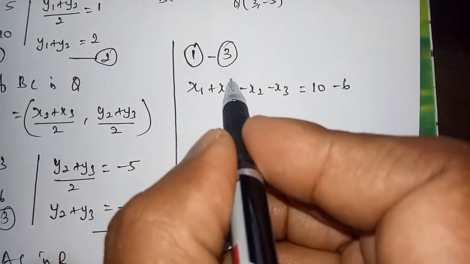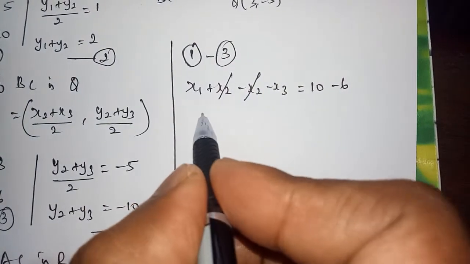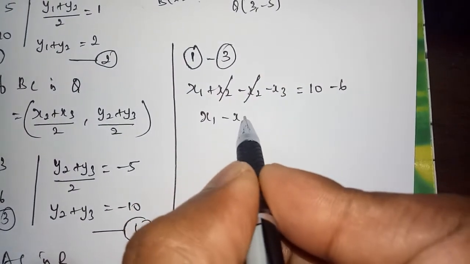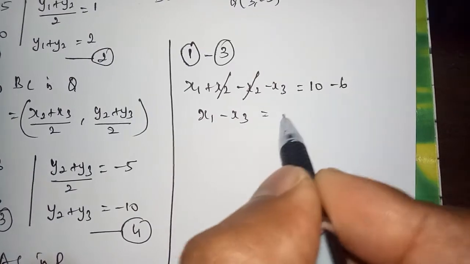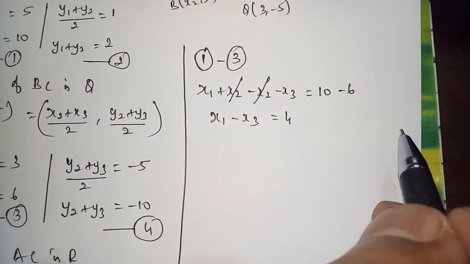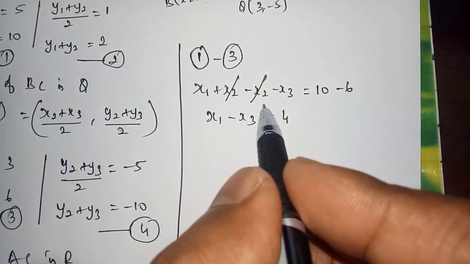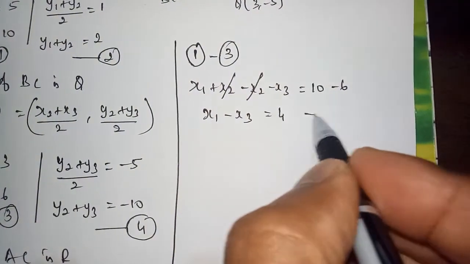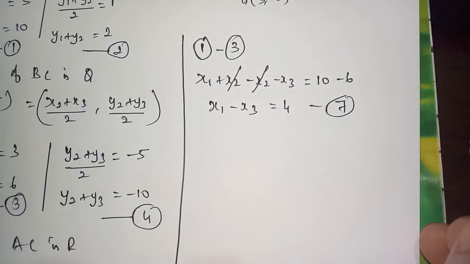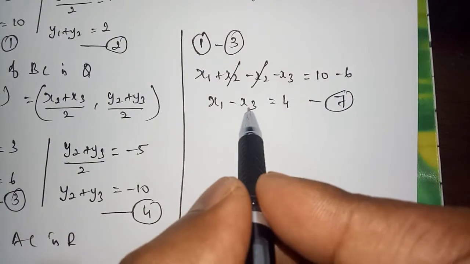So what will get cancelled now? x2 and x2 will get cancelled. The remaining is x1 minus x3. That is equal to 10 minus 6 is 4. Now again I got another equation. Okay, so totally we have 6 equations. This is the 7th equation. Now see, x3 is minus.